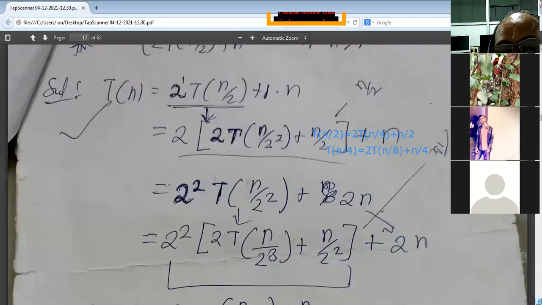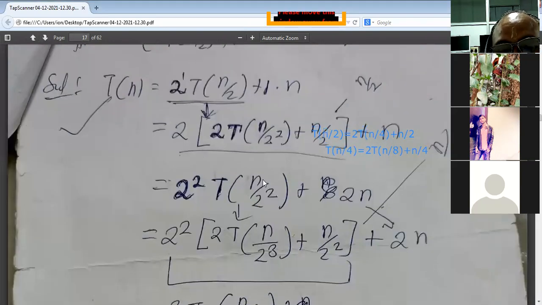Now what will happen? Now I want to substitute this value for n by 2 square. I already calculated the value for n by 2 square, that is T n by 4. I have already calculated the value of n by 2 square. So here what will happen? I will keep this value 2T n by 8, that is 2T n by 2 cube plus n by 2 square. So for this n by 2 square, I have kept this value, and plus 2n is the same.